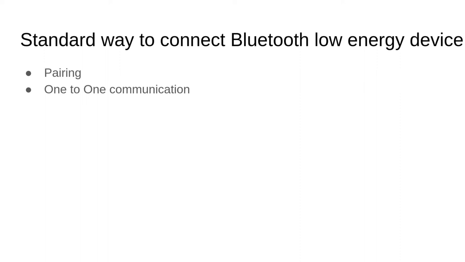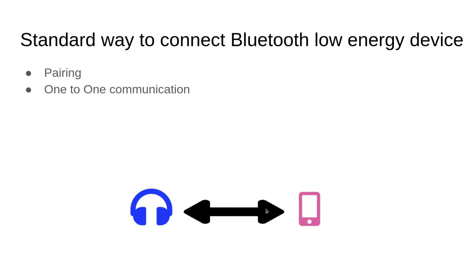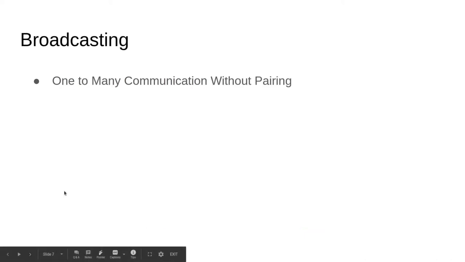Other ways that Bluetooth Low Energy distinguishes itself from Bluetooth Classic is by the way it can communicate. So Bluetooth Low Energy can do the standard pairing, which is a one-to-one communication. So that's your standard headphone scenario where the phone sends data to the headphones and the headphones can send commands back to the phone. But now we actually have the ability to broadcast the data. So this is a one-to-many communication. And with this, you can have new scenarios that couldn't be possible before.